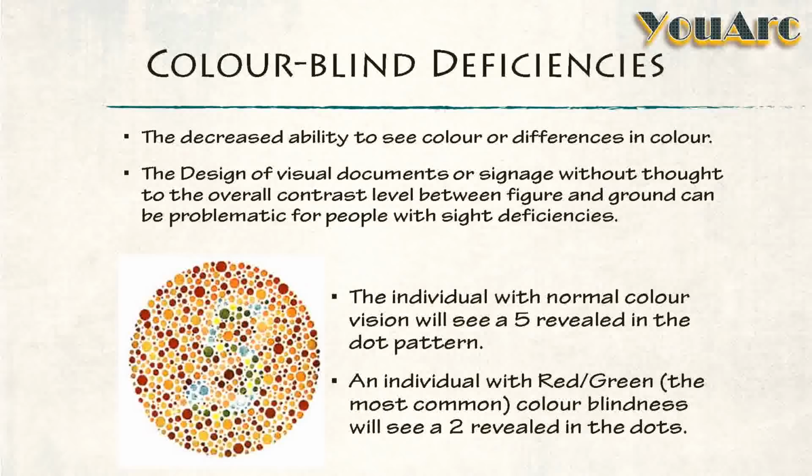An individual with normal color vision can see 5 revealed in the dotted pattern. So in this particular pattern, if you can see 5, then you have normal vision. An individual with red-green deficiency, this is the most common color blindness, they say people cannot see red or green. So these people can see 2 in this particular dotted image. This is how they identify the color deficiency.